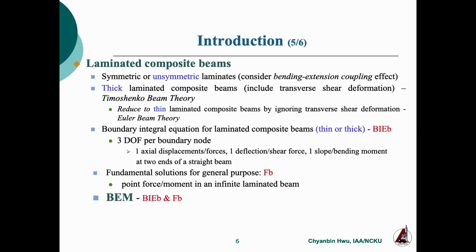Okay. And for the beam, we also consider symmetrical or non-symmetrical laminates, and we consider thick laminate beams, but this can be applied to thin laminate beams. The thick one is based upon the Timoshenko beam theory, the thin one upon the Euler beam theory, but the thick one can be reduced to the thin one, so no problem. And the degree of freedom is 3 per boundary node. And the fundamental solution is for the general purpose because we didn't consider a crack inside the stiffener, okay?